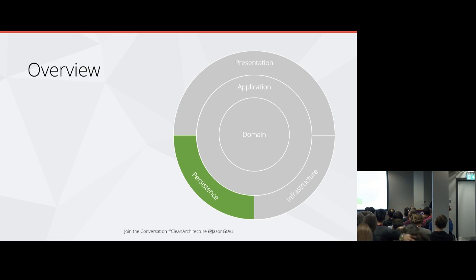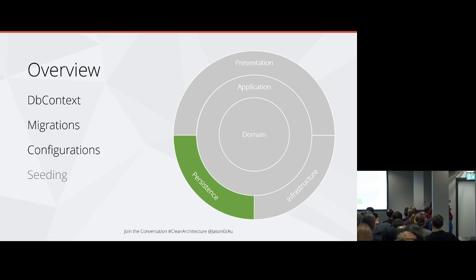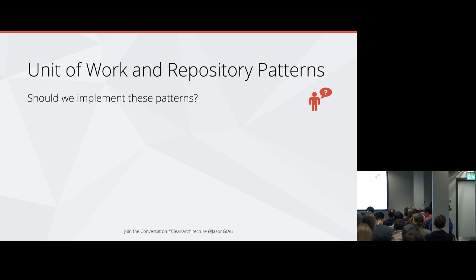So in the persistence layer, especially if we're using EF Core, we're going to be using a DB context. We'll have migrations, configurations, seeding, and abstractions. So if we're implementing maybe the repository in the unit of work, that would be an example. So the big question, should we implement the unit of work and repository patterns? So show of hands, when we're using EF Core, who thinks we should?